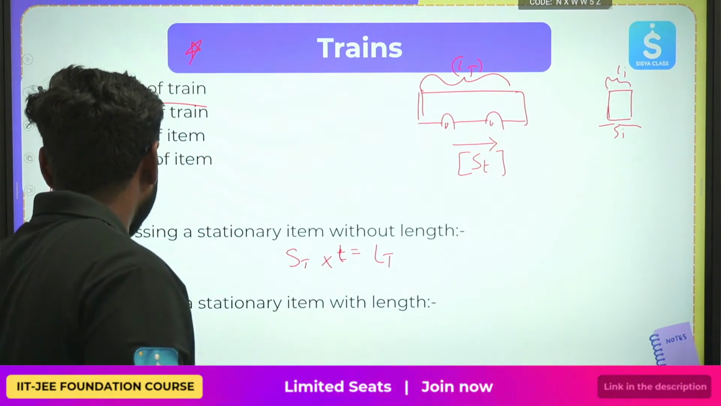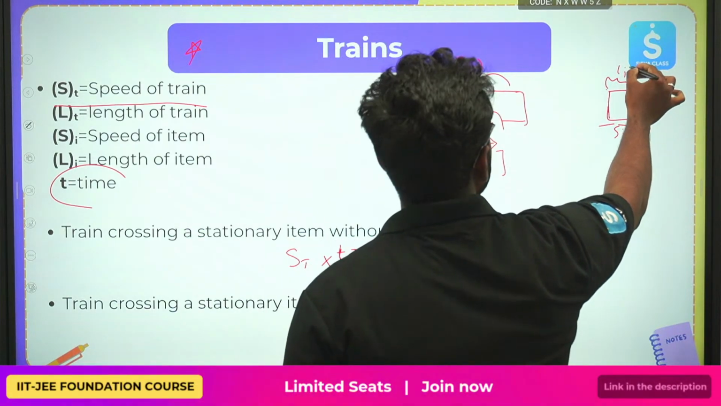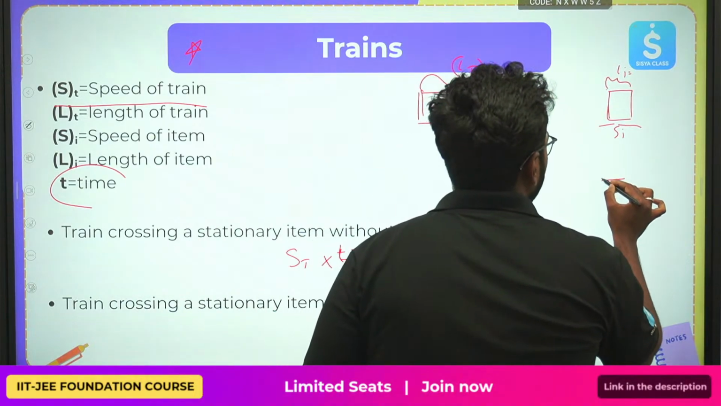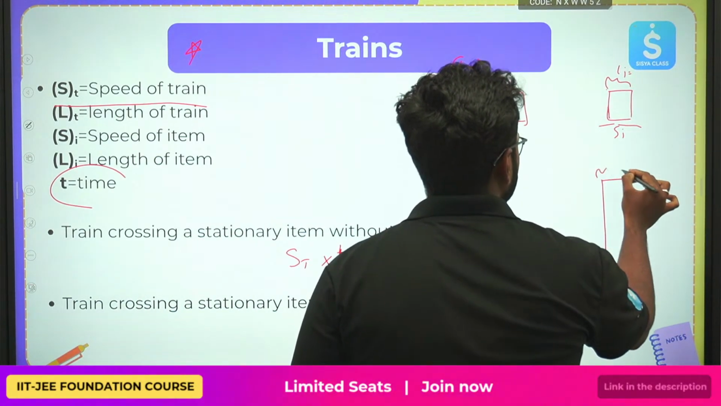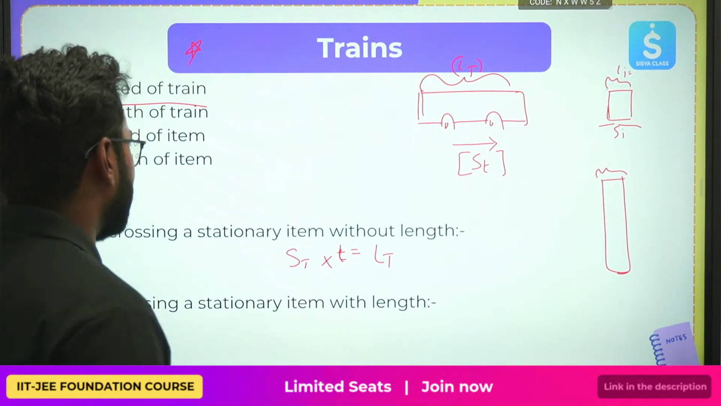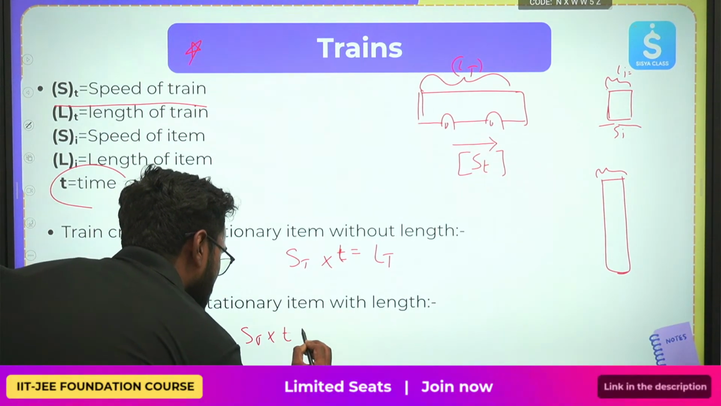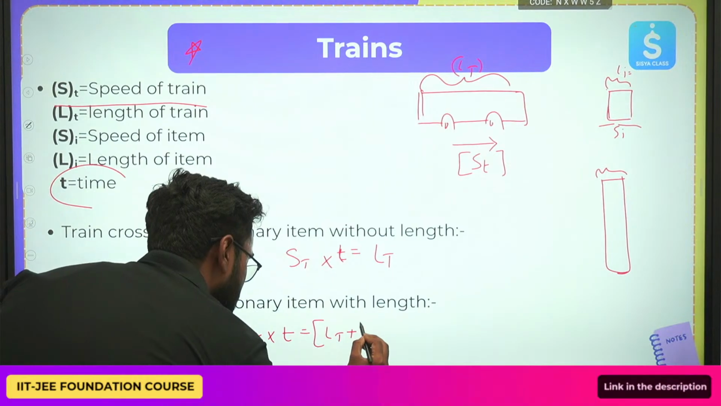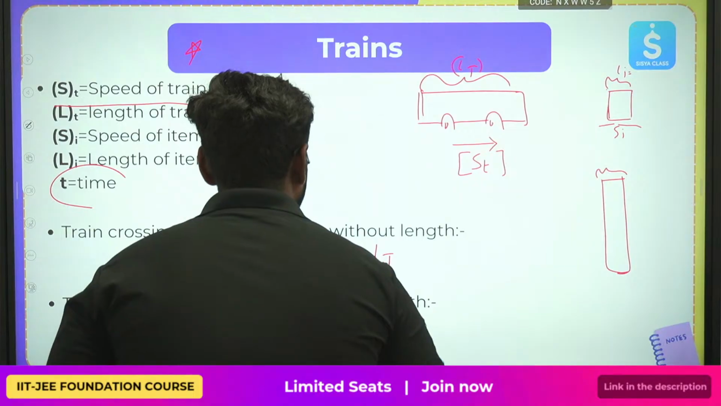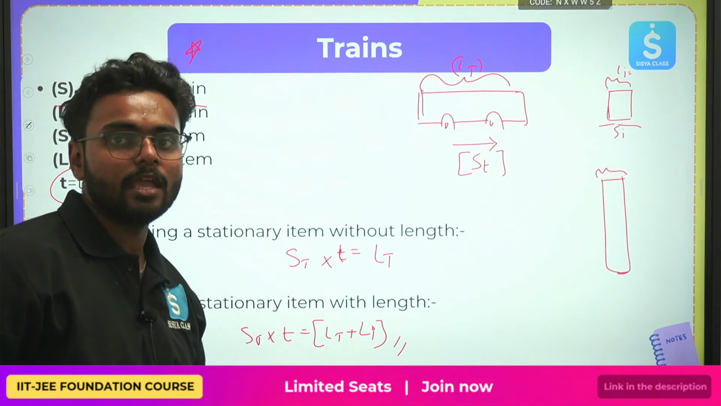Now train crossing a stationary item with length. Now this thing has some length. Without length, you can assume a pole, right? A pole's length is negligible. This is an example of that case. So train crossing a stationary item with length: if this thing has length, the formula would be St into T is equal to Lt plus Li. So speed of train into time taken to cover is equal to length of train plus length of the object.